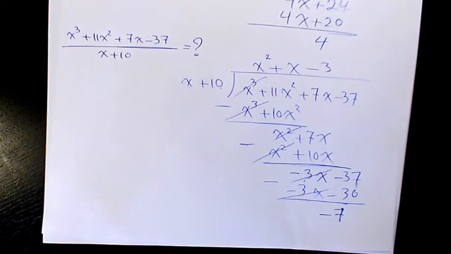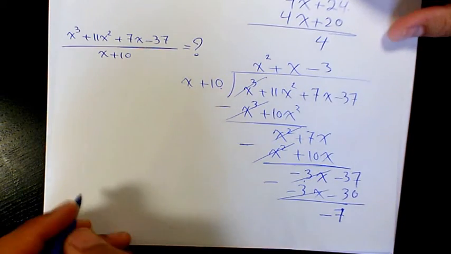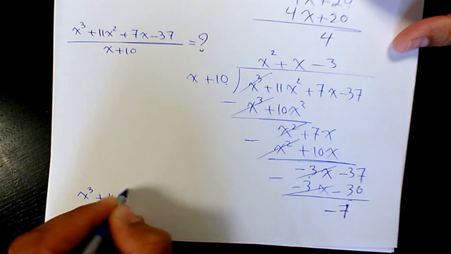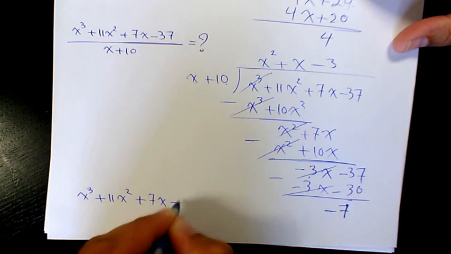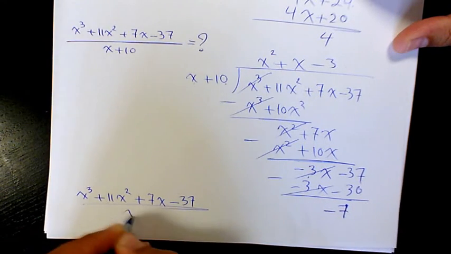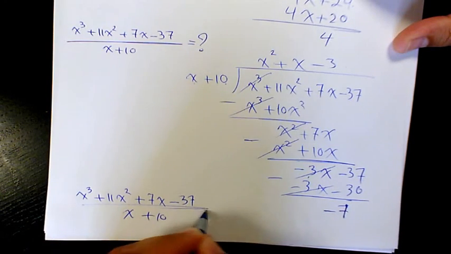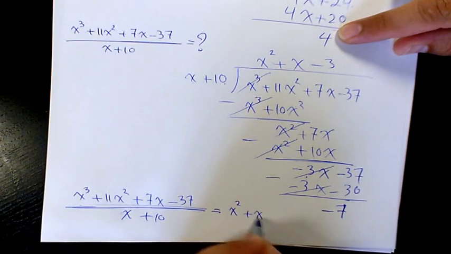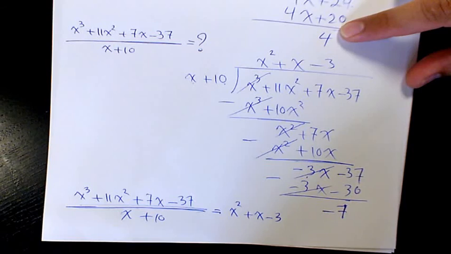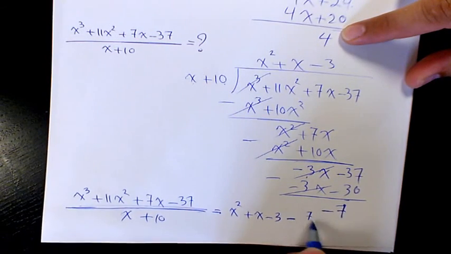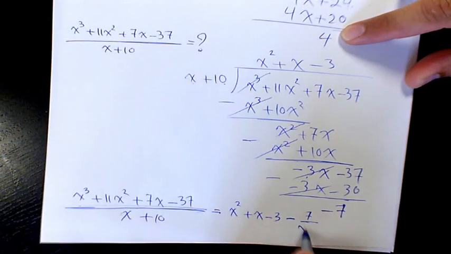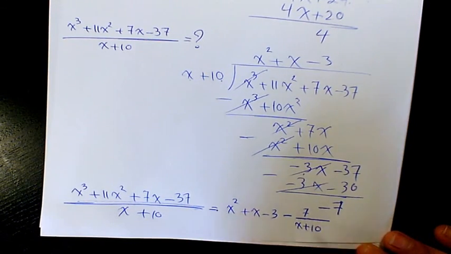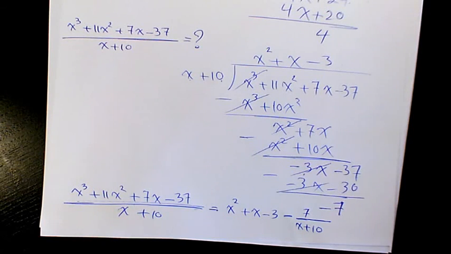So the remainder in this example is negative 7, and we can report it like this: x cubed plus 11x squared plus 7x minus 37 divided by x plus 10 equals x squared plus x minus 3, that's the quotient, minus 7 divided by x plus 10. That's how you report the division of polynomials.